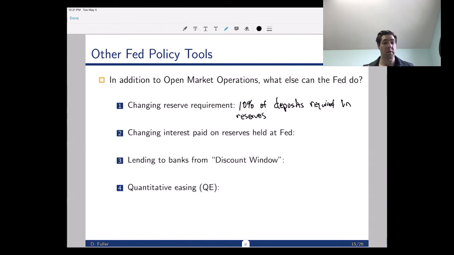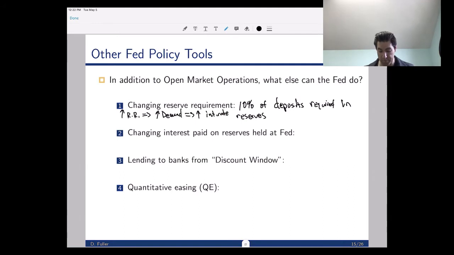And so when I change the reserve requirement, if I increase it, what that's going to do is increase demand for reserves in the federal funds market, right? Because now I have, let's say, 20% of reserves required. So now I'm going to need to go to the federal funds market more often to meet that requirement in my day-to-day transactions. And so that's going to have the effect of increasing the Fed's interest rate or the federal funds rate.